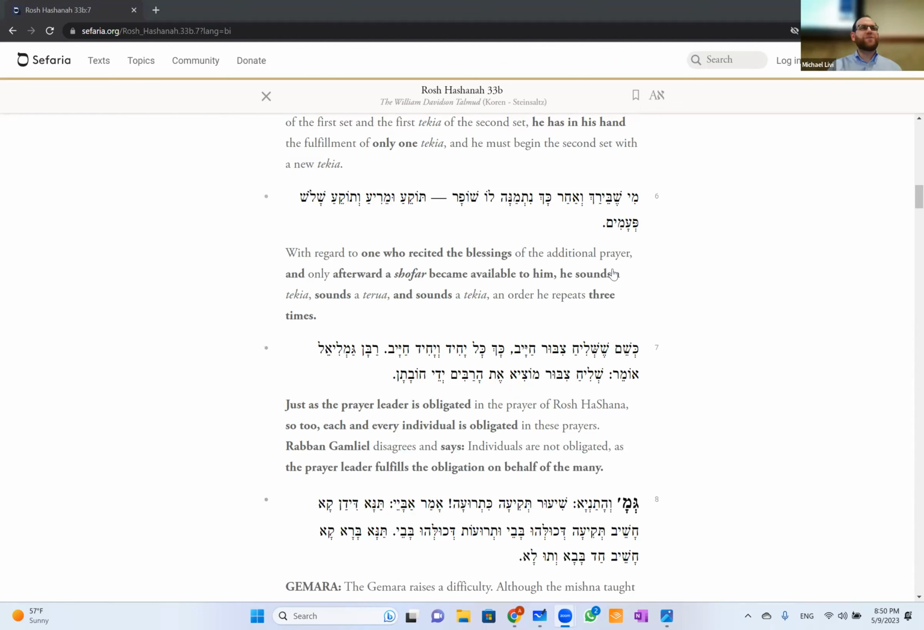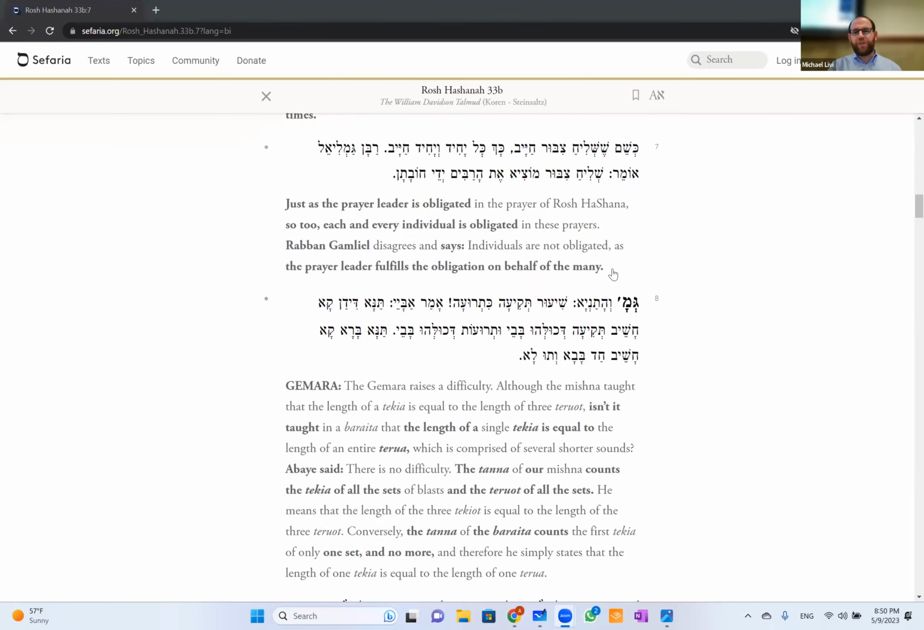And the last has to do with the laws of Shliach Tzibur, which we'll come back to, that just as the leader is obligated to pray, so too every individual is obligated to pray, whereas Rabban Gamliel says, no, the leader can fulfill the obligation for others, even if they know how to pray. This is something that we're going to expand upon when we get into it, okay?